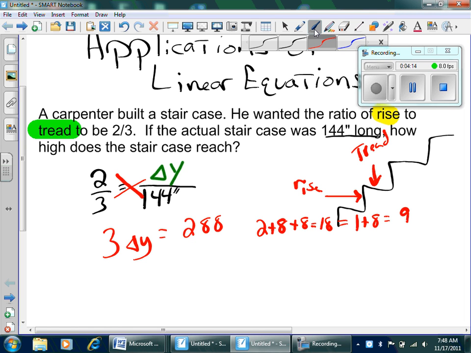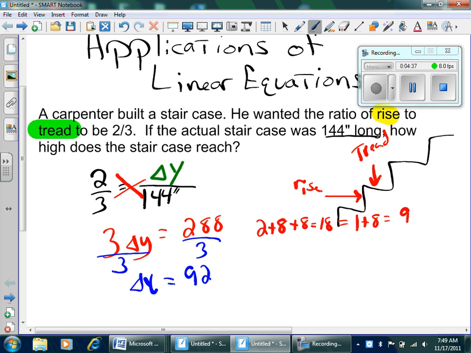All right, enough about that. 3 is attached to the delta y by multiplication. I will divide to undo it. I will divide over here. So my change in y, or how high the staircase must go, is going to be 288 divided by 3. So 288 divided by 3, I think it's going to be 96 inches tall.